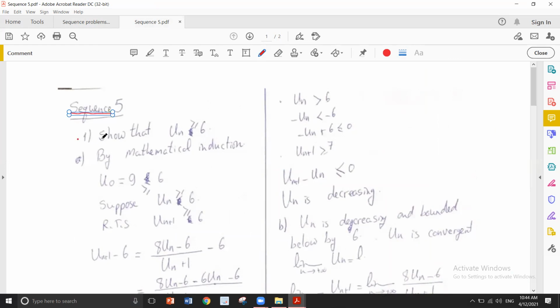We need to show that un is greater than 6 by mathematical induction. I have u0 equal 9, which is greater than or equal to 6. Suppose that un is greater than 6. This is the first step, this is the second step. Third step, required to show un plus 1 greater than or equal to 6.